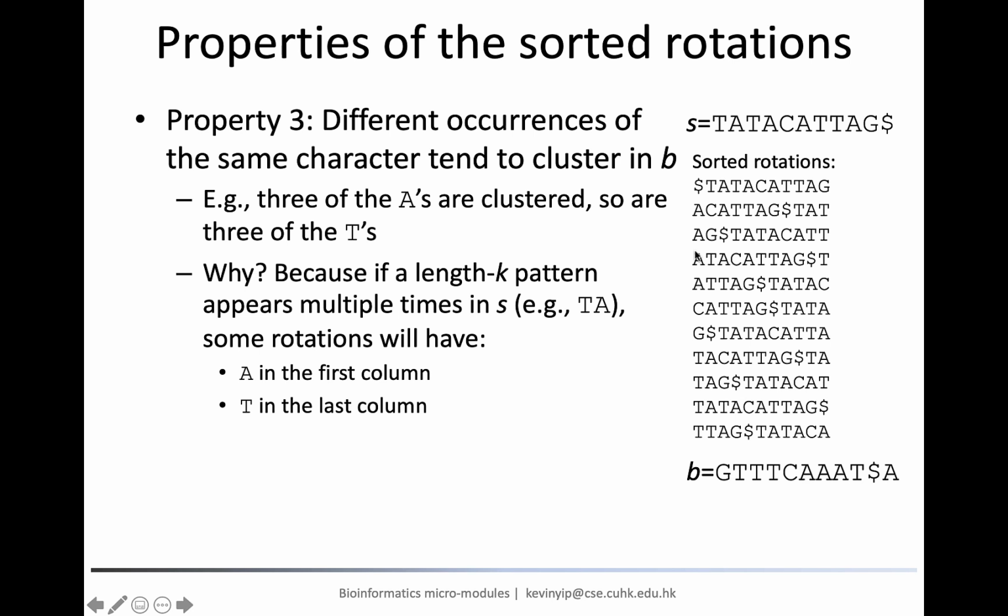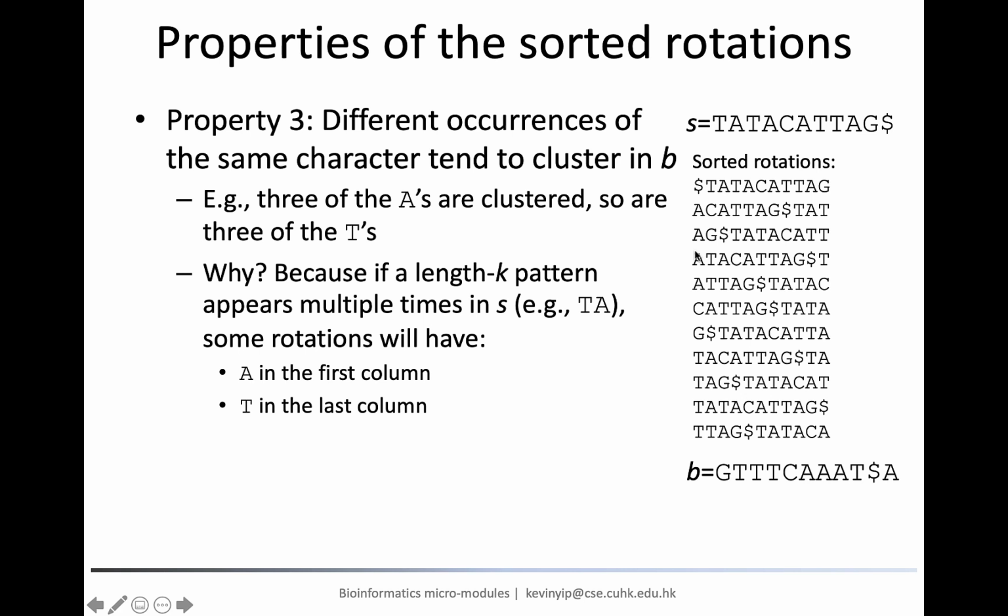These rotations will have the T in the last column. In other words, due to the A of this pattern, these rotations are placed close to each other after sorting, and as a result, their T's in the pattern are also placed close to each other in the last column, which creates the clustering phenomenon described by this third property of the sorted rotations.